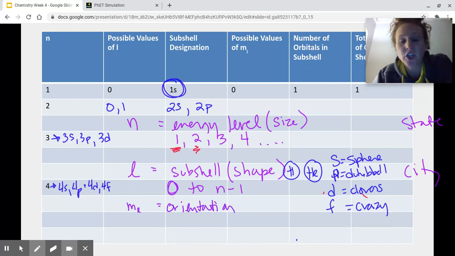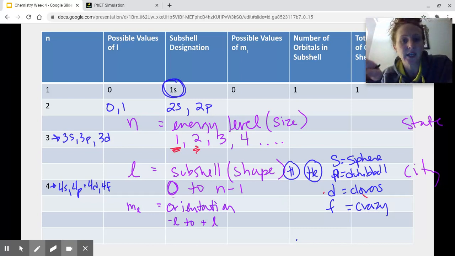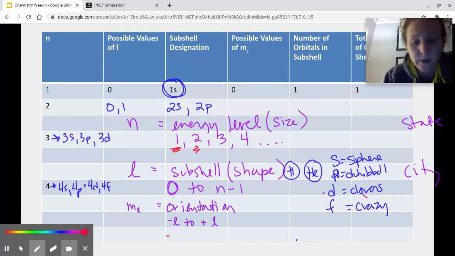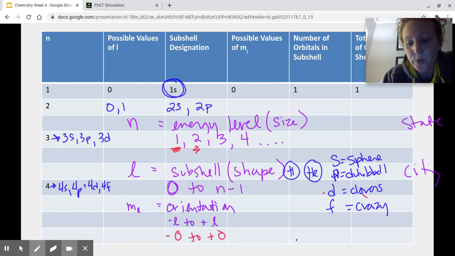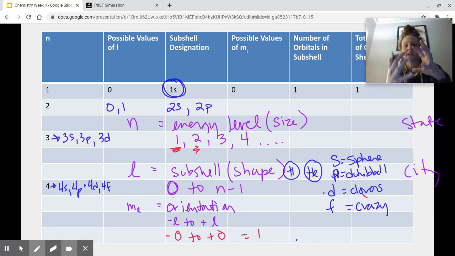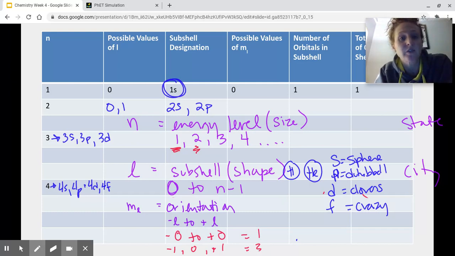So each of these shapes can be oriented in a specific way. So orientation is going to be from negative L to positive L. And the number of values you get here just tells you how many different orientations you have. So for example, for 0, you can go from negative 0 to positive 0. There's really only one orientation for the sphere, which makes sense. If we take a ball and we rotate it, it really doesn't look any different at all. For the dumbbell, though, which is shape number 1, we can have -1, 0, and +1.